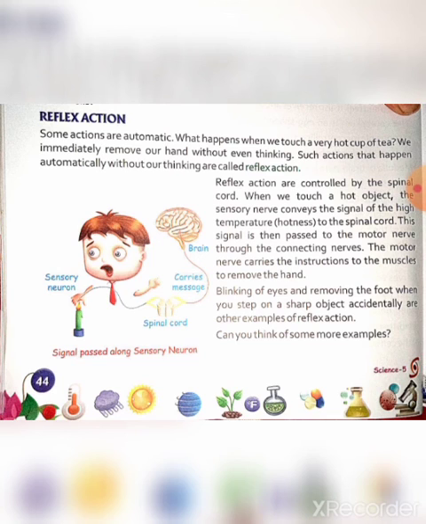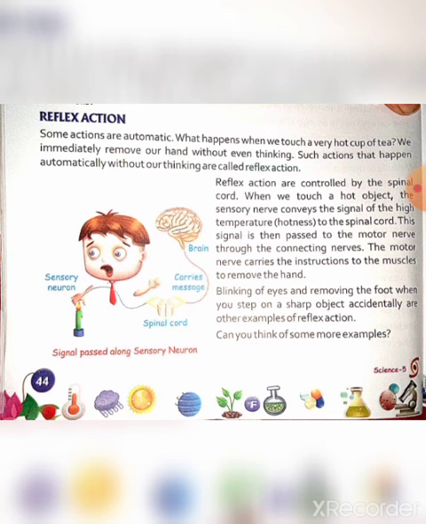Reflex actions are controlled by the spinal cord. When we touch a hot object, the sensory nerve conveys the signal of the high temperature to the spinal cord. So when we touch, the sense organ, the skin, feels the hotness or temperature of the object. Then this message is carried to the spinal cord, and from the spinal cord we show our action or reflex by the sensory or motor nerve. Okay, then blinking of eyes and removing the foot when you accidentally step on a sharp object are other examples of reflex action. So all of you remember what reflex action is, and give 2 examples.